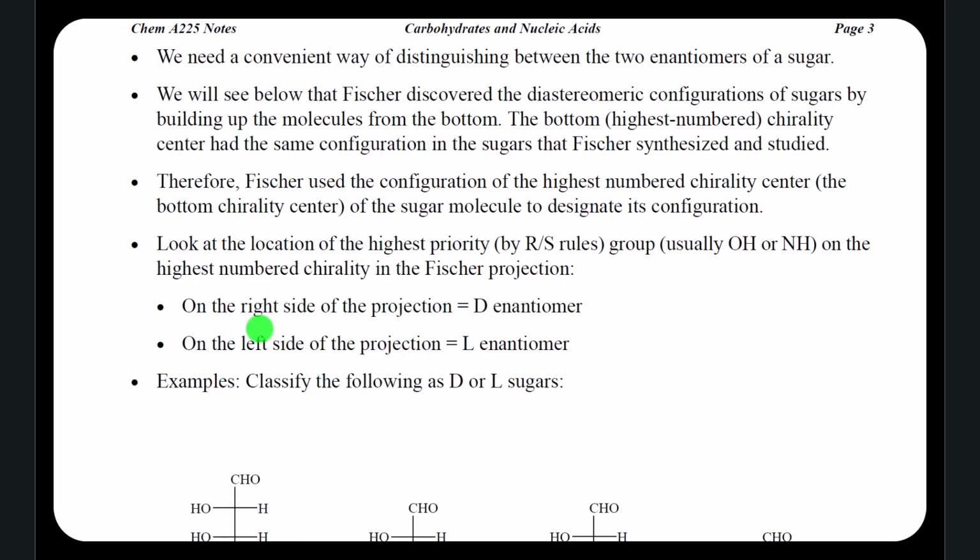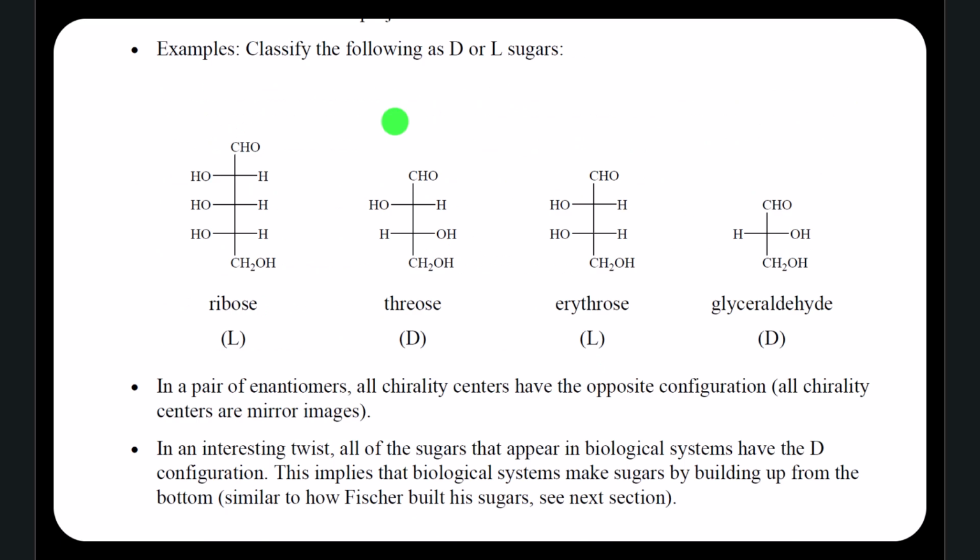If it is on the right side of the projection, we will call this the D enantiomer of the sugar. If, on the other hand, it is on the left side of the projection, we will call this the L enantiomer. For example, we might be asked to classify the following sugars as having either the D or L configuration.